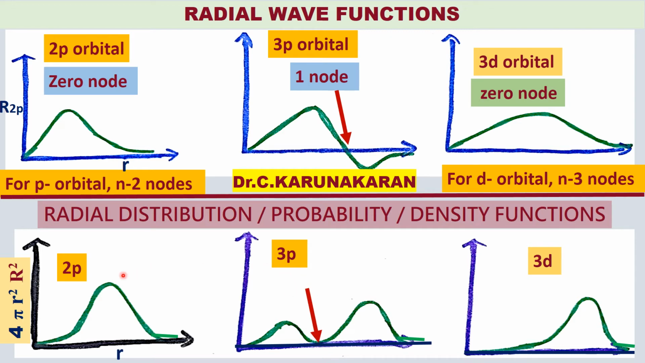For the 2p orbital there is no node. For the 3p orbital there is one node. That is, for p orbitals in general, for np orbital there are n minus 2 nodes. For nd orbitals there are n minus 3 nodes. For the 3d orbital, this is the radial probability distribution curve, and this is the radial wave function curve, with 0 nodes, and here also 0 nodes. That is 3 minus 3, 0 nodes.